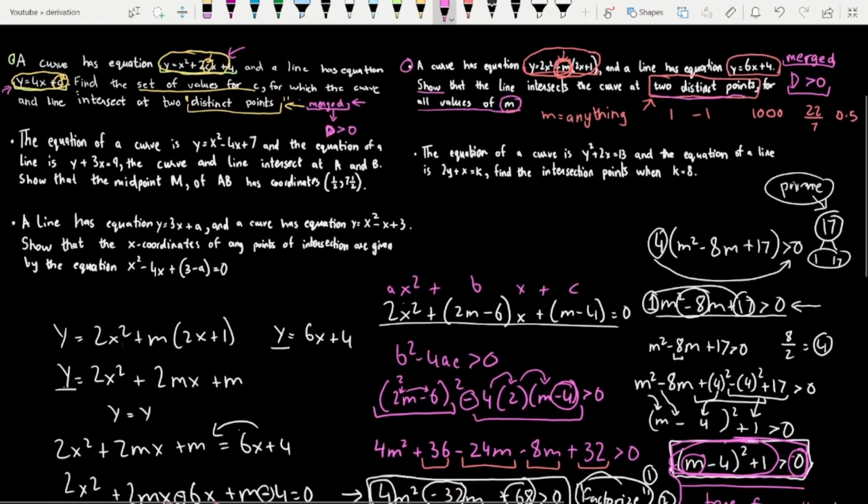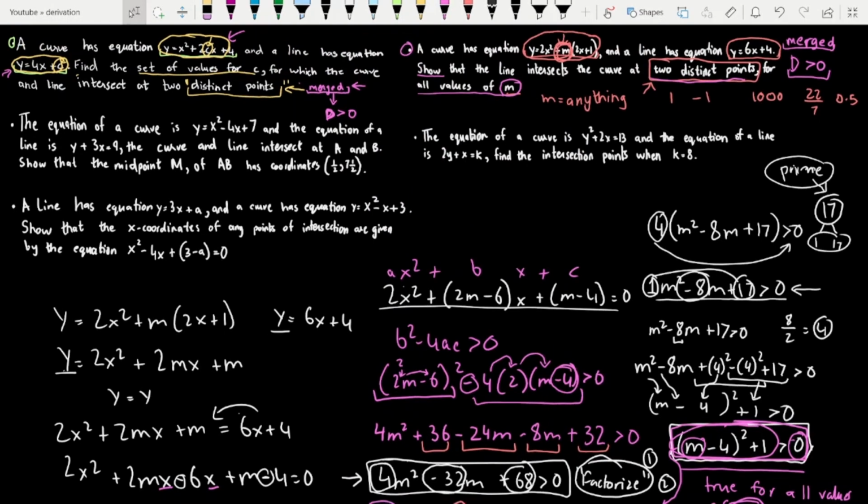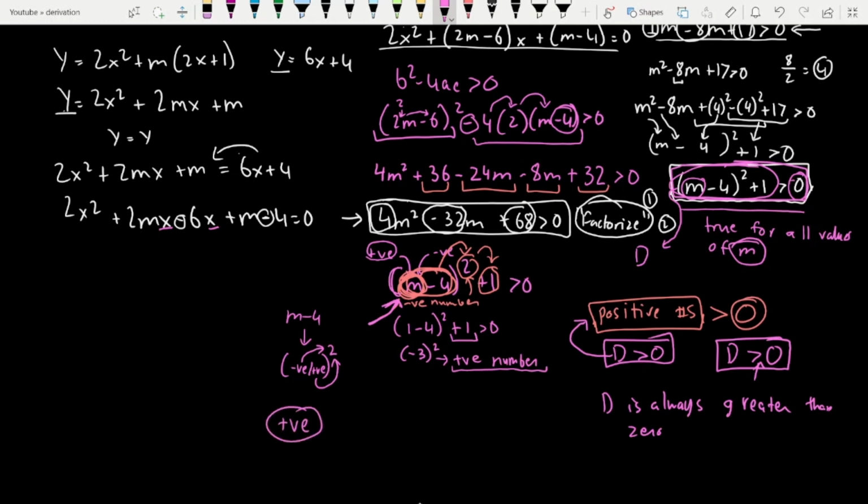And so we've already shown that the discriminant is always greater than 0. The question said show this. So we've shown that by putting in any value for m, this m minus 4 is going to solve out and give us this bracket. And it doesn't matter if inside that bracket we have a negative number or a positive number. If you square a negative number, you get a positive number. If you square a positive number, you still get a positive number. So at the end, you're going to be left with that positive number. And if you add 1 to any positive number, you're still going to have a positive number. And all positive numbers are greater than 0. So we've shown it.